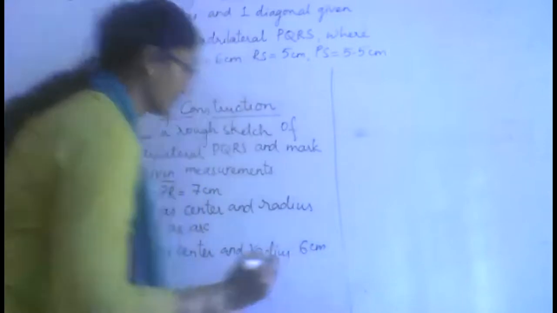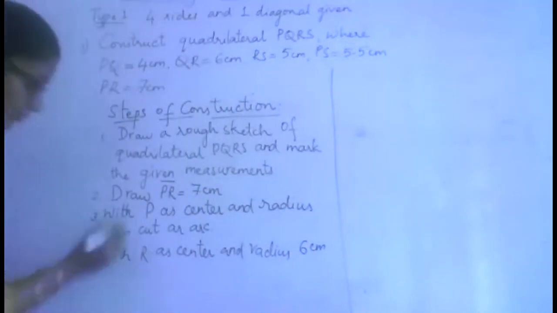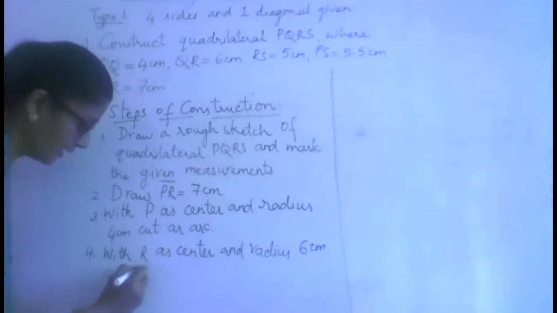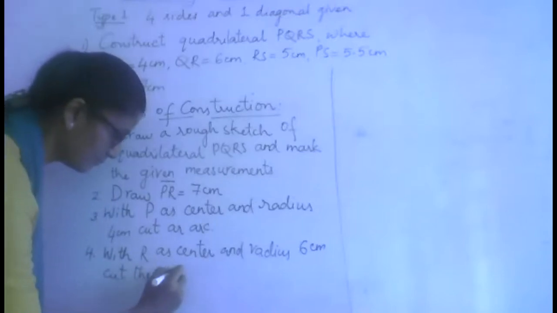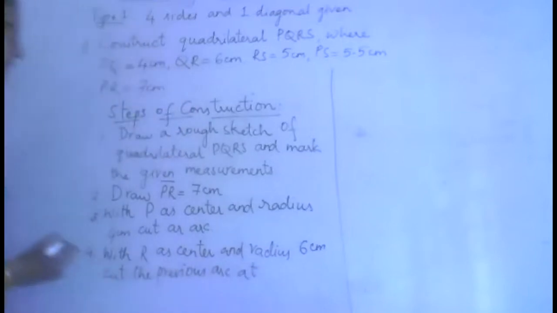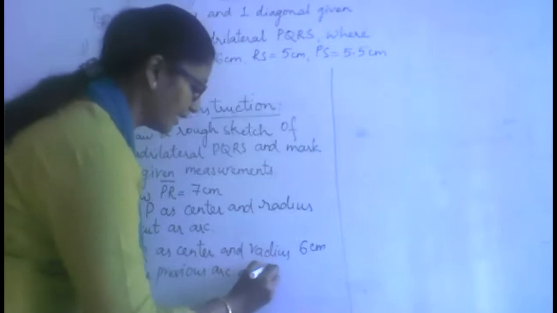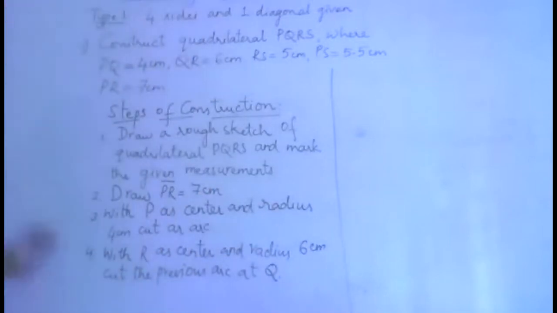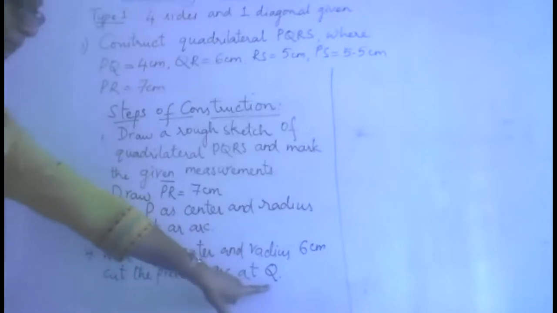Cut the previous arc. You already have one arc. Cut the previous arc at what was the point of intersection? Point of intersection of the 2 arcs. Q. Cut the previous arc at Q. So the second arc, when you cut the first arc, there is a point of intersection which is formed. And that point of intersection you have called Q.